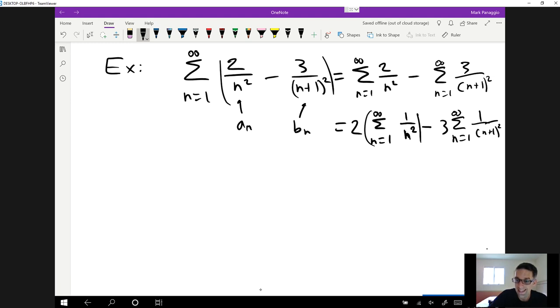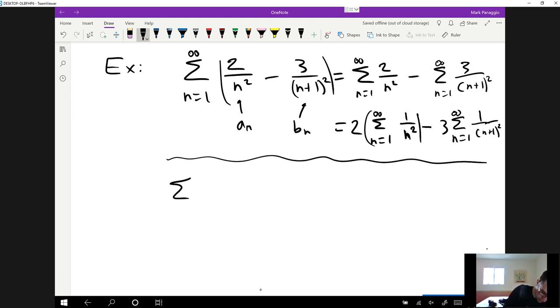Well, notice that the second sum has an n plus 1 in it, and that n plus 1 is squared. If we wanted to, we could try to shift the index of that sum to make it look a little bit more like the first term. So let's do that. Put this off to the side. We have the sum from n equals 1 to infinity of 1 over n plus 1 squared. Let's see if we can write that as the sum of 1 over n squared, so that it looks like the first term.